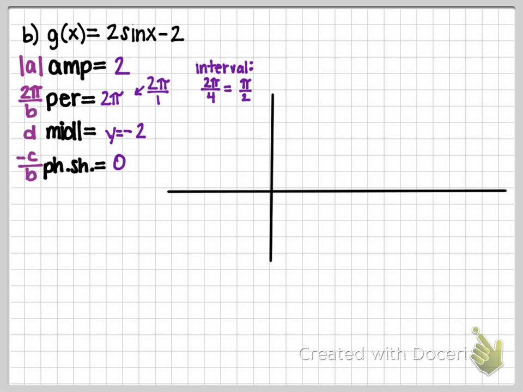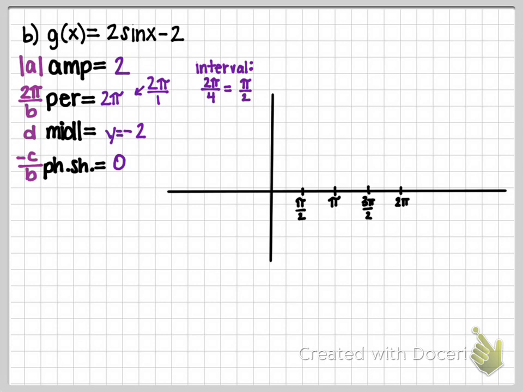All right, so here we go. Let's go ahead and label up our x-axis. So we know right here that we have positive pi over 2. Pi over 2 plus pi over 2 is pi. Pi plus pi over 2 is 3 pi over 2. 3 pi over 2 plus pi over 2 is 2 pi.